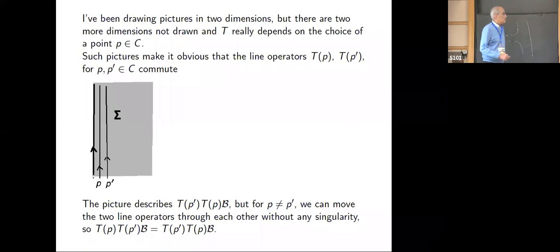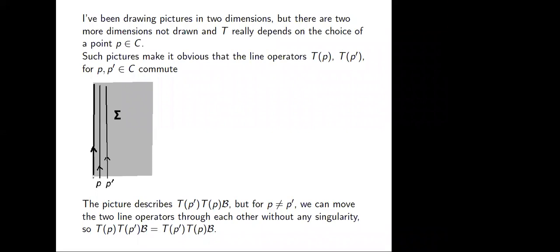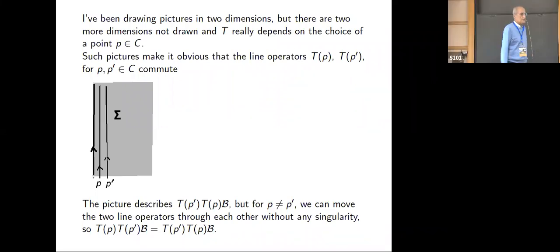Such pictures make it obvious that the line operators T of P and T of P prime, to begin with, for distinct points in C. So the picture represents acting on B with first T of P and then T of P prime. And in general, in such a 2-dimensional picture, T of P and T of P prime don't commute. If you multiply them in the opposite order, you'd get a different picture with the P line to the right of the P prime line. But we're really in 4 dimensions. And as long as the points P and P prime are distinct, we can move the 2 line operators through each other with no singularity, so they must commute.